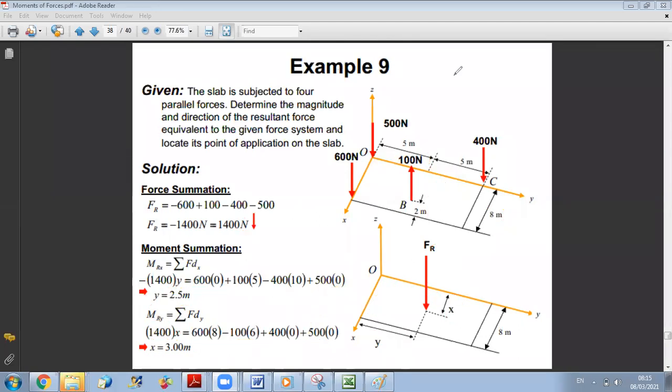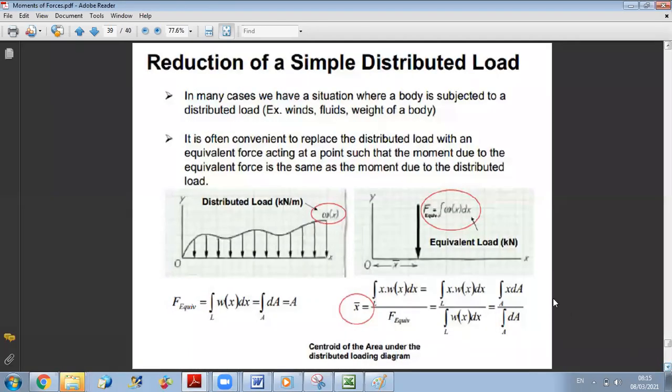Okay. So now we still have one final part in this chapter, which is reduction of a distributed load into one equivalent force. So in many cases, we have a situation where a body is subjected to a distributed load. What do we mean by distributed load? In general, until now, we have considered forces acting at a local point. So we call them concentrated forces.